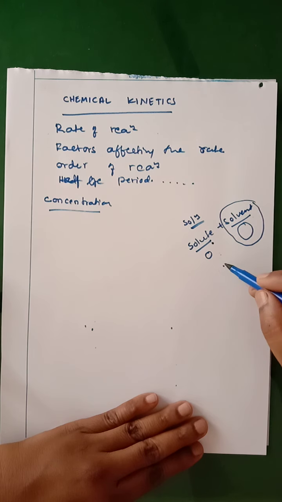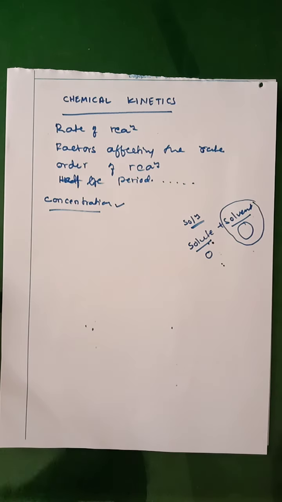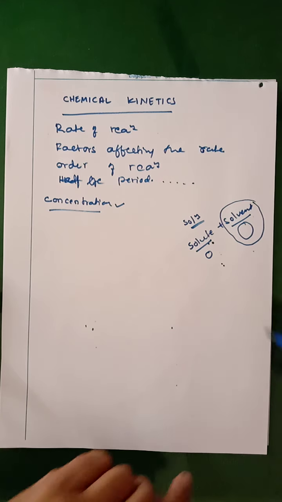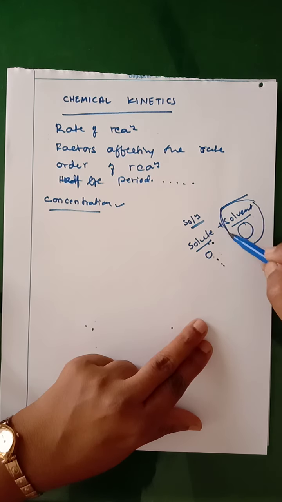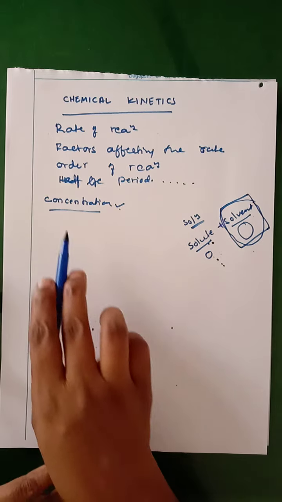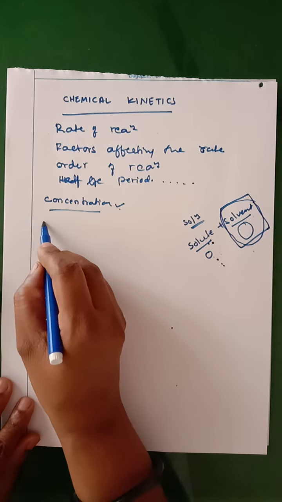So the amount of solute dissolved in a given quantity of solvent can be taken as the concentration of a solution. What is the amount of solute dissolved in how much quantity of solvent, that is expressed in terms of concentration. Okay, so we know the concentration term and then we will go through the rate of reaction.